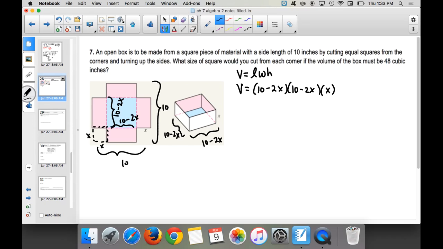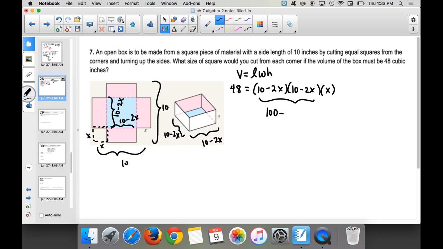And it says that we want to make an open box from a square piece of material, 10 inches on each side, by cutting equal squares. What size of square would you cut from each corner if the volume must be 48 cubic inches? So we want all of this to multiply out to V. Instead of V, we're going to write 48 for V. Okay, so there are ways to use a graphing calculator to solve this. We're going to talk about how to solve it using our rational roots theorem, right? The p over q. So we're going to FOIL it out first.